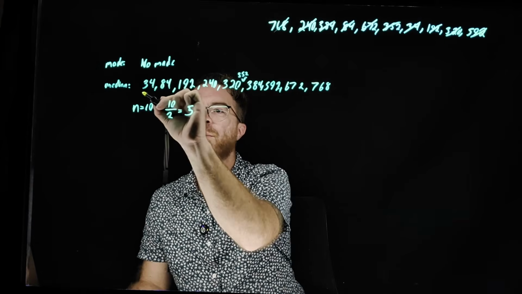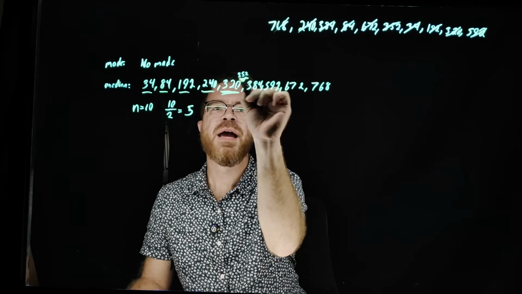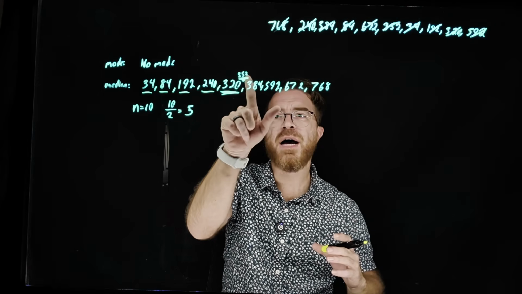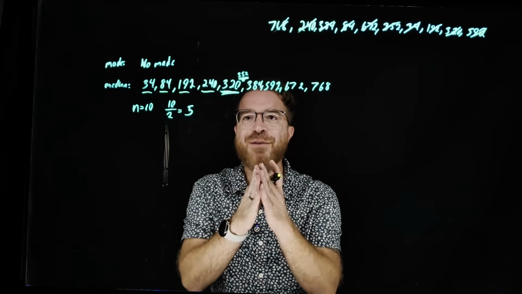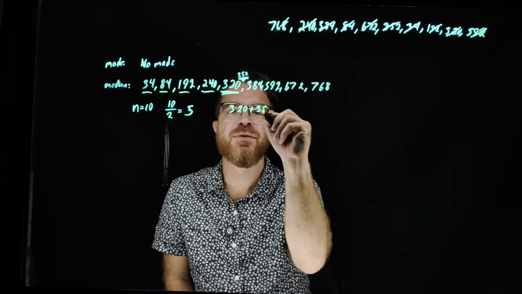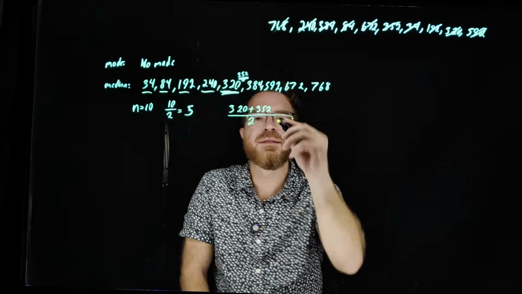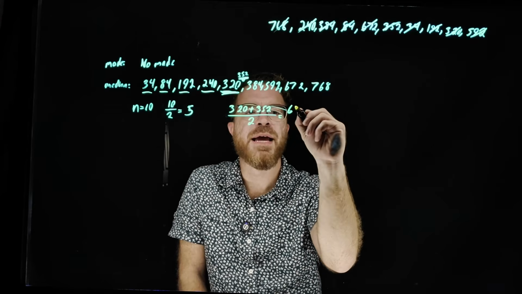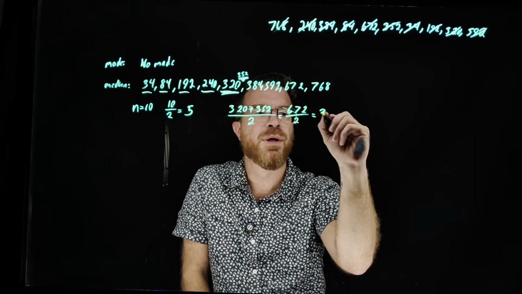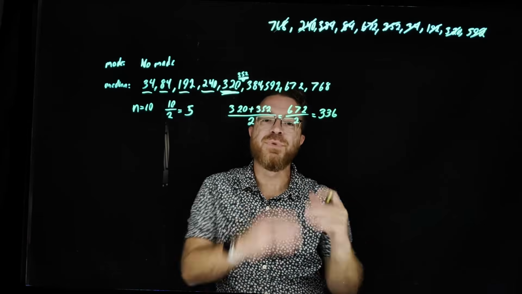So I'm going to go over and say 1, 2, 3, 4, 5. So it's going to be this value here and this value here. And notice it works whether we go from the top as well: 1, 2, 3, 4, 5, and then the next number. So it's going to be the average of these two numbers. So we take 320 plus 352, divided by 2. In this case, we're going to get 672 divided by 2, which is equal to 336. So this is going to be our median.